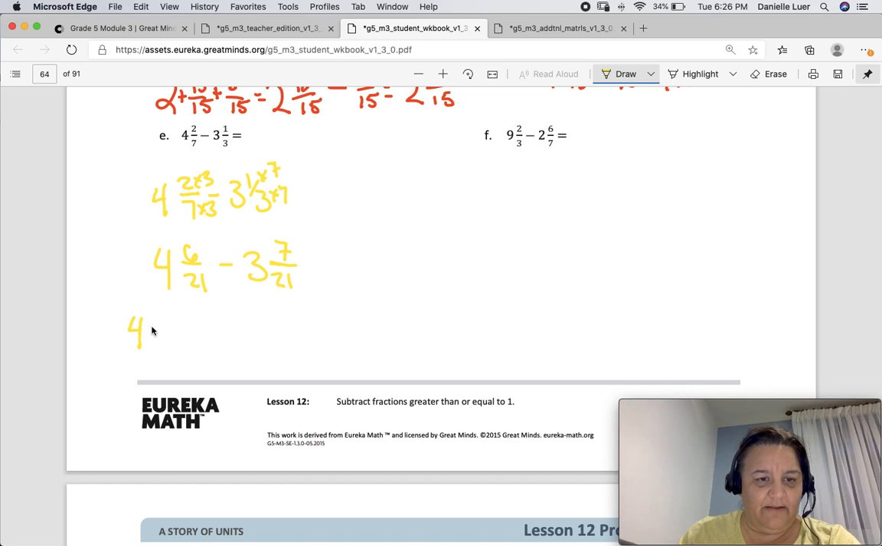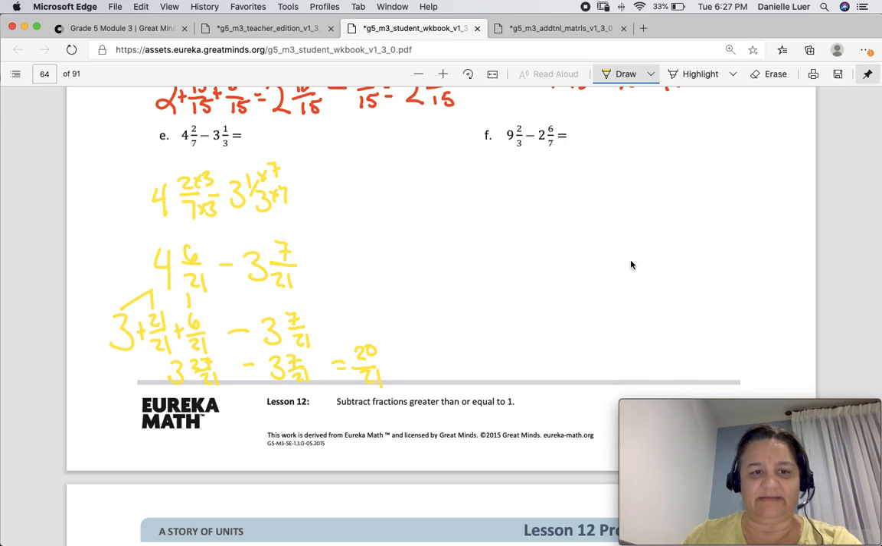So 3, so important to have erasers in math class. 3 plus 21 over 21 plus 6 21. I just took that and put it there, and this here. And then I have to subtract 3 and 7 21s. So this all becomes 3 and 27 21s minus 3 and 7 21s, equals, well, 3 minus 3 equals 0, 27 minus 7 equals 20, 20 21s. That's my answer.